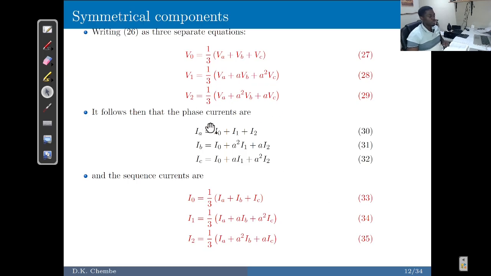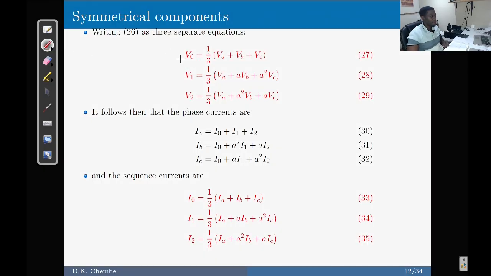Okay, so rewriting the equations now from the matrix, just expanding from the matrix, what you have is that the zero sequence voltage is 1/3 (VA plus VB plus VC). The positive sequence voltage V1 is 1/3 (VA plus A VB plus A squared VC). And then V2, which is the negative sequence voltage, is 1/3 (VA plus A squared VB plus A VC).